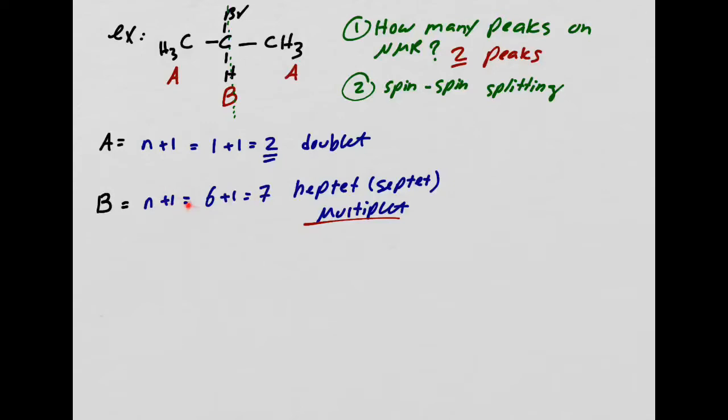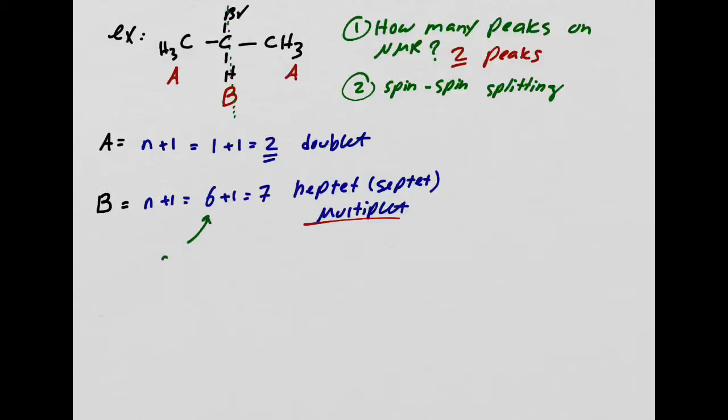Now, I want to go back to this because this is actually a very interesting problem. I have 2 adjacent carbons. This one has 3 hydrogens, and this one has 3 hydrogens. I added them together. I said, okay, this peak is going to have 6 neighboring plus 1, that would be 7. It's okay to add them together because these two are equivalent to each other.